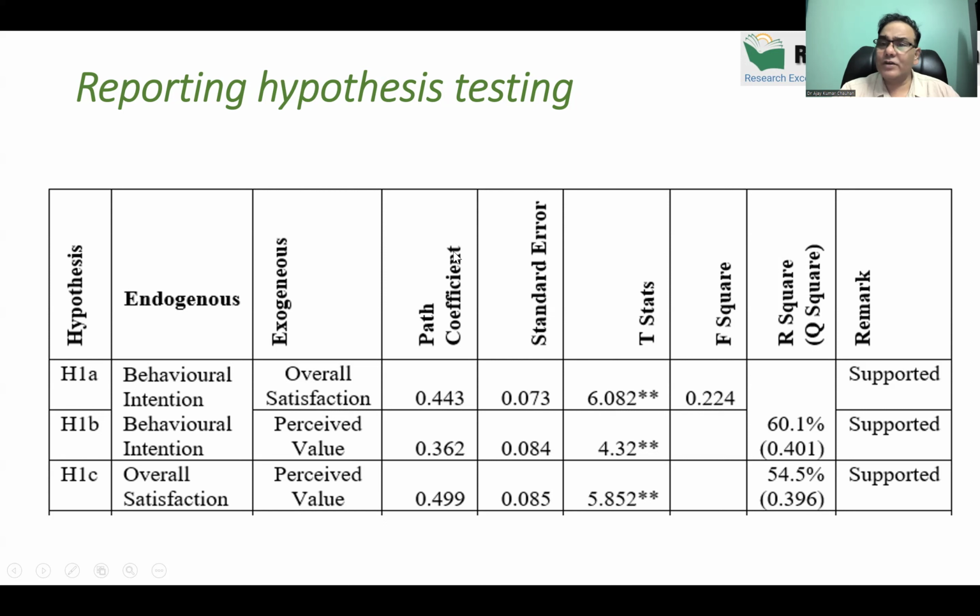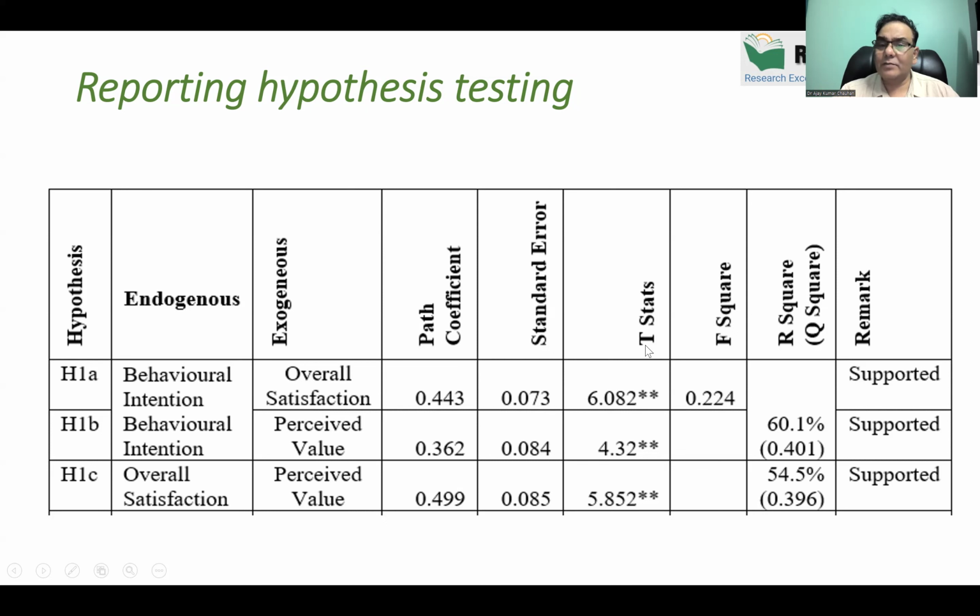This is the path coefficient. Path coefficient value always comes between 0 and 1. Negative means negative impact, positive means positive impact. And this value, if it is more than 0.2, normally it is found to be significant. More than 0.4 is highly significant. And standard error is the possible error in the path coefficient. मतलब path coefficient इतना ऊपर नीचे हो सकता है.